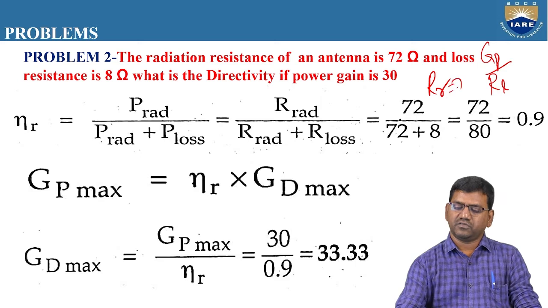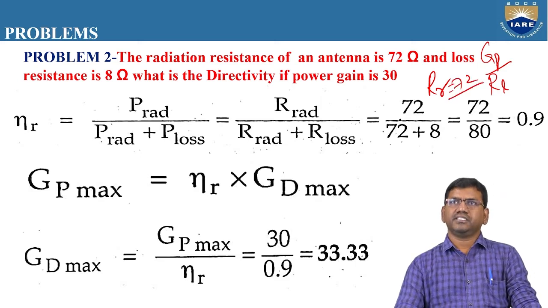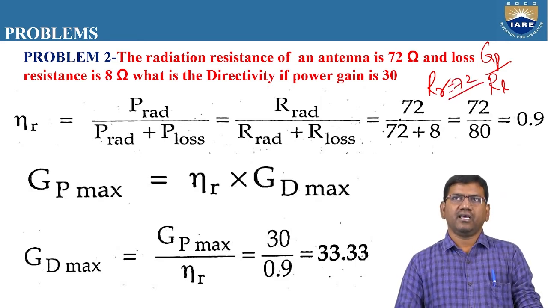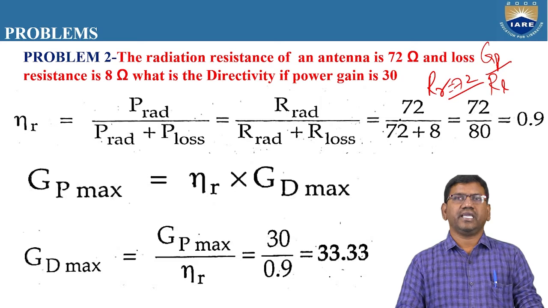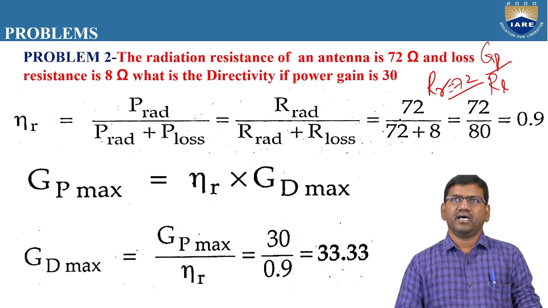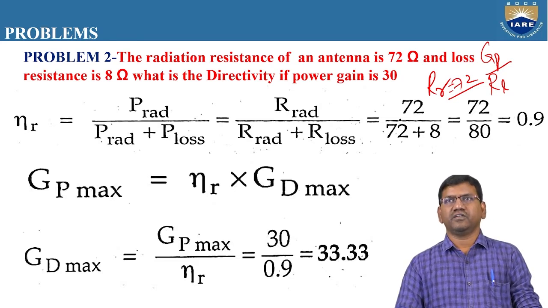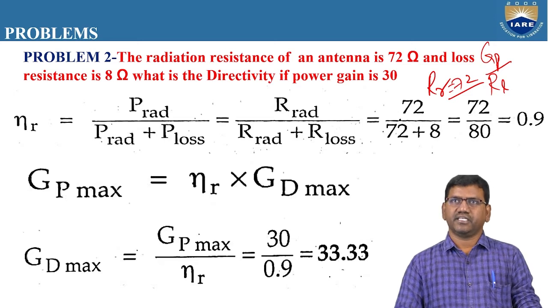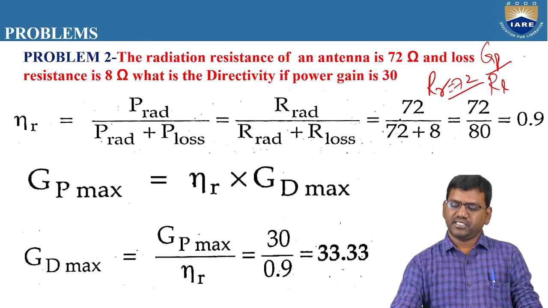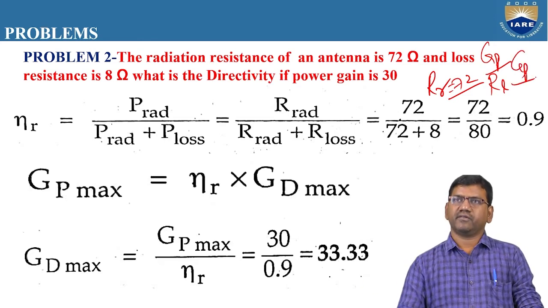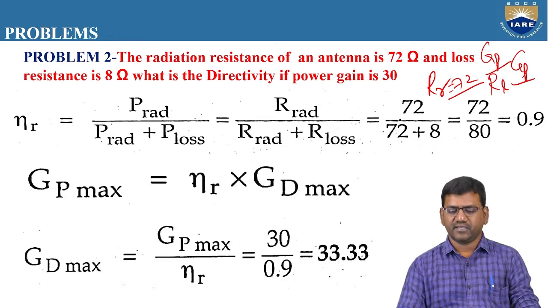RR is equal to 72 ohms. The loss resistance RL is given as 8 ohms in the problem. And the directivity, which we need to find out, is for a power gain of 30. That is, the power gain is represented as GP, and GP is denoted by 30 here.